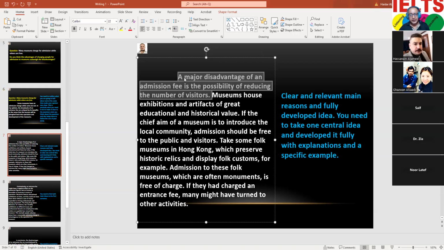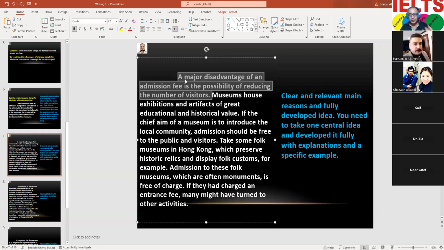Here, the first sentence says, a major disadvantage of an admission fee. This is clear. It talks about the disadvantage. A major disadvantage of an admission fee is the possibility. What is the disadvantage? The possibility of reducing the number of visitors. That's the first sentence of the first paragraph of the body. I wrote it very clear.